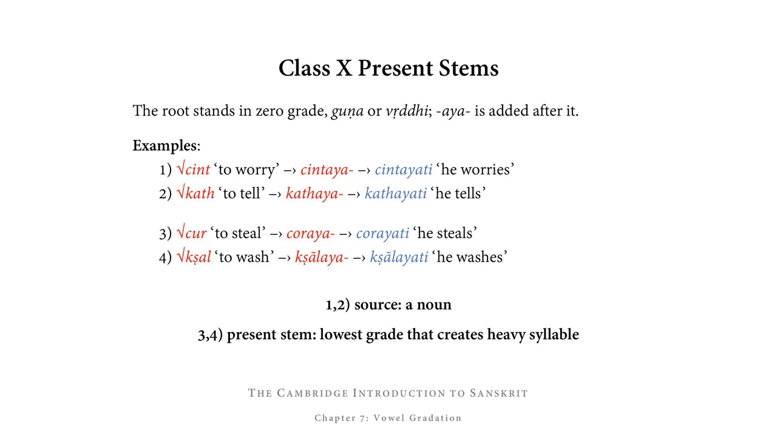If, on the other hand, you have a root with the vowel a, which is guna, a is not a long vowel, does not make for a heavy syllable. What you need to do there is you need to go one vowel grade higher. You need to go to vriddhi, to go from kshal to kshāl, and once you've done that, then you have a heavy syllable, and that is then what's used as the vowel grade in the present stem of kshal to give us kshalaya, and therefore the verb form, the third singular verb form, kshalayati, he washes.